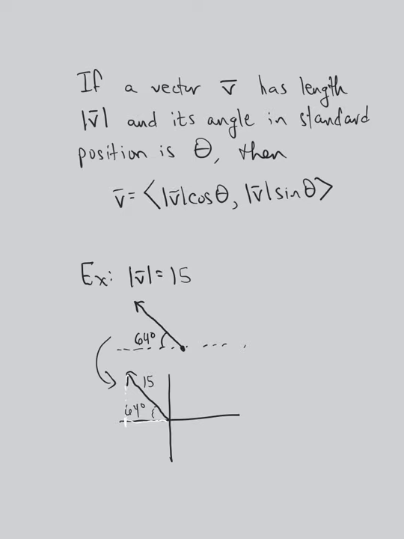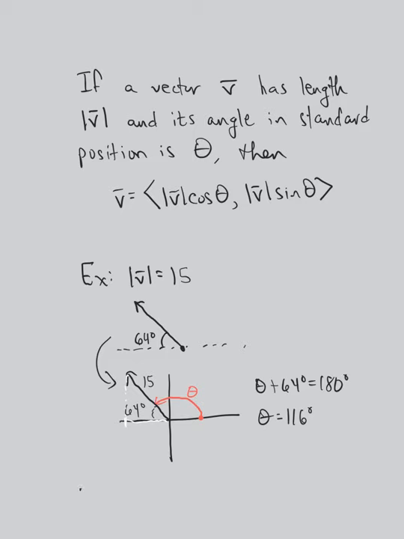Or we can get the standard position angle. The standard position angle always starts on the positive x-axis and rotates to the vector. So there's our angle theta that we're talking about up above here. How do we get theta? Well, theta and the 64 form a straight angle. So you can either write it out, theta plus 64 is equal to 180 degrees. Some of you know to just subtract from 180, but however you get it, theta is equal to 116 degrees.